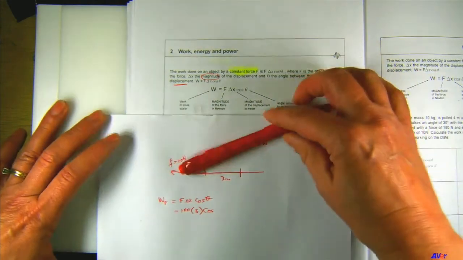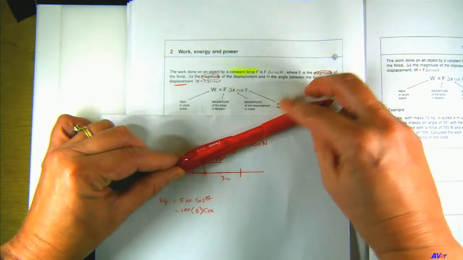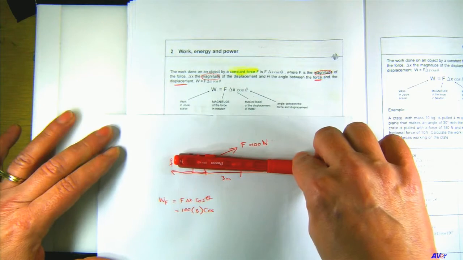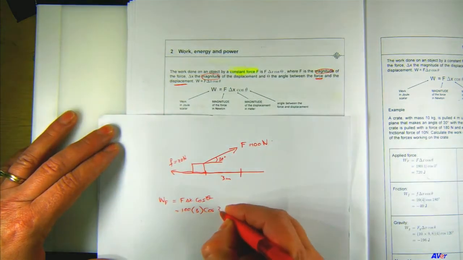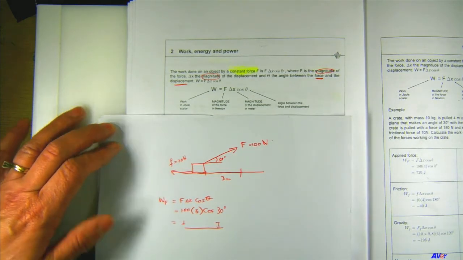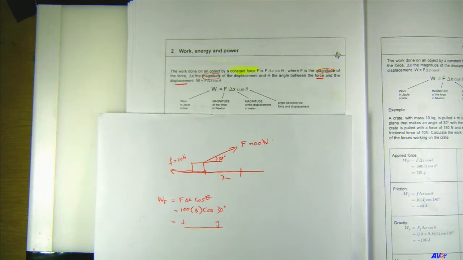So put your pen in the direction of the force and turn it until you get to the displacement. How far are you turning it? 30 degrees. Right. And then you get a positive, I don't even have my calculator with me, a positive joule. Right. What does the positive mean? It's putting energy into the system, right? It's putting energy into the system.